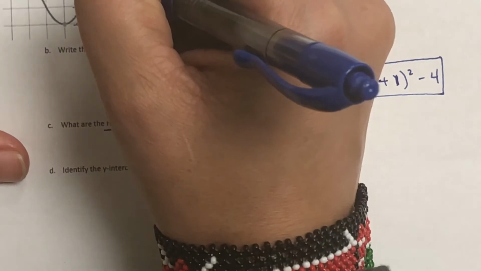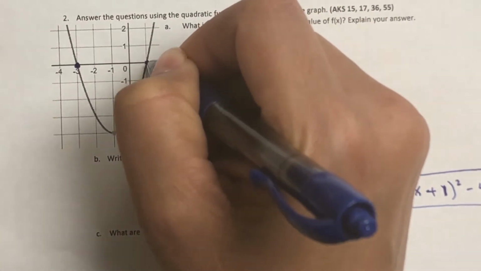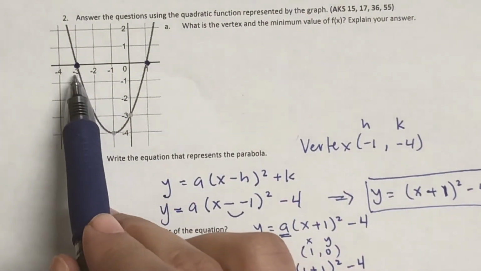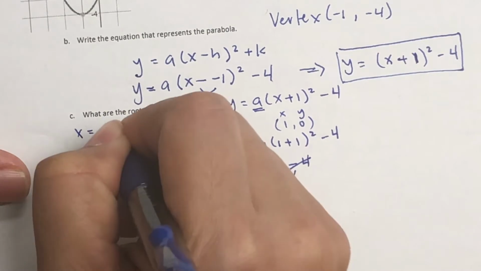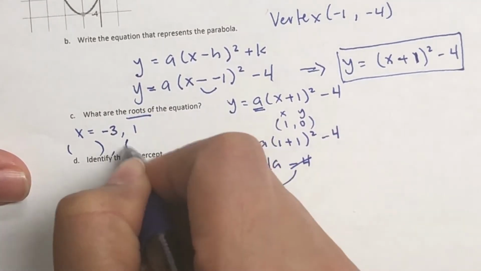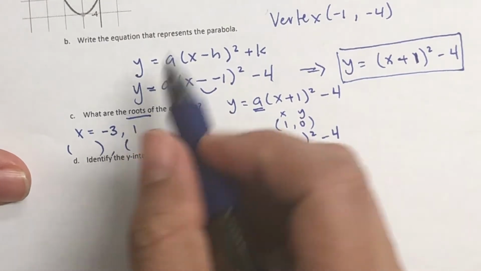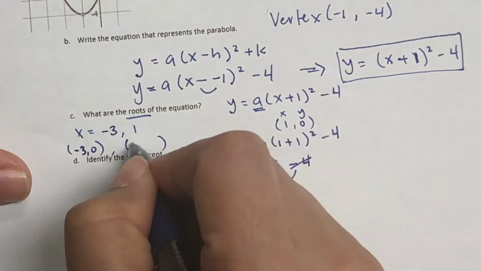So my roots are right here. So my roots happen at -3 and 1. So my roots happen at x equals -3 and 1. Or you can write it in an ordered pair. So that's going to be (-3, 0) and (1, 0).